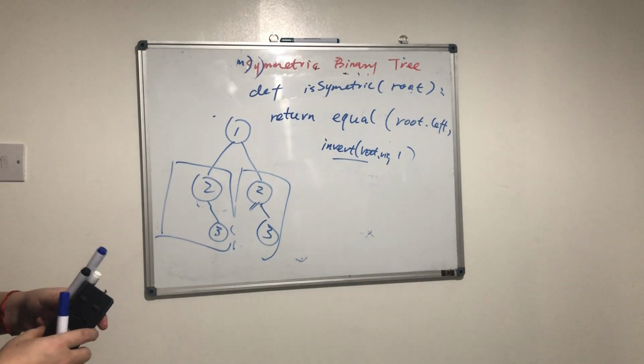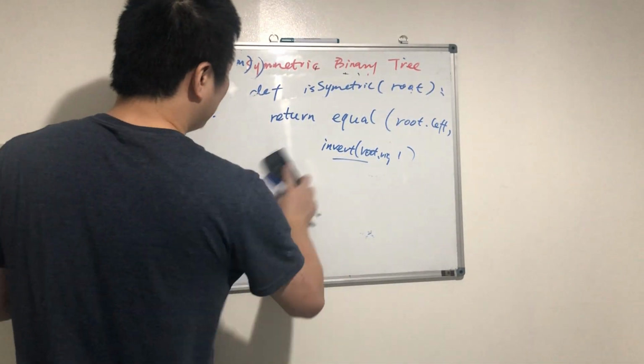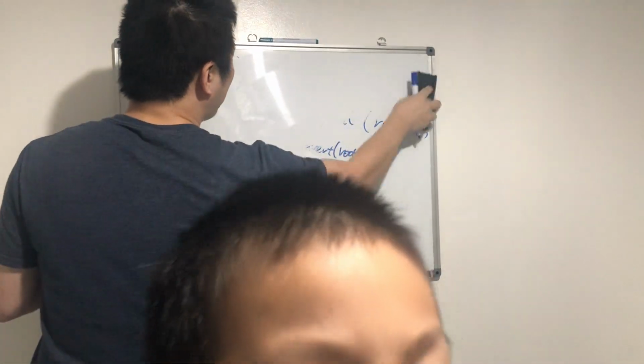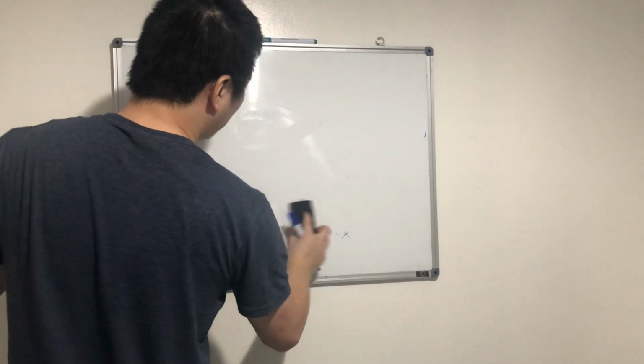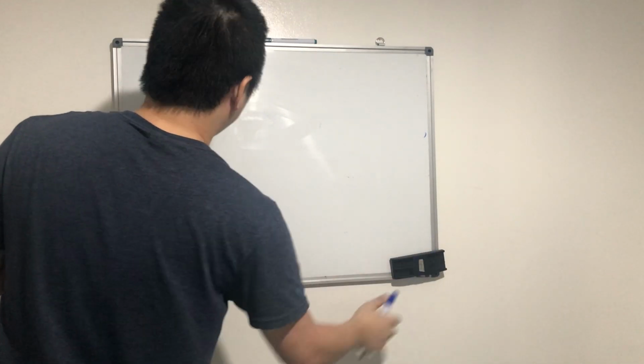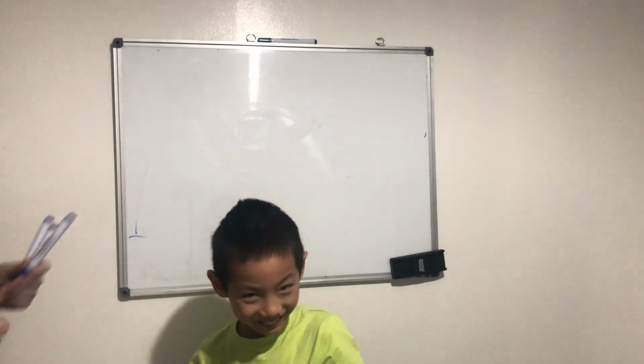Okay? What's the complexity? O(N). For most binary trees, yes, it's O(N), because you need to visit the tree N times, a linear number of times. So do you get it? Linear.